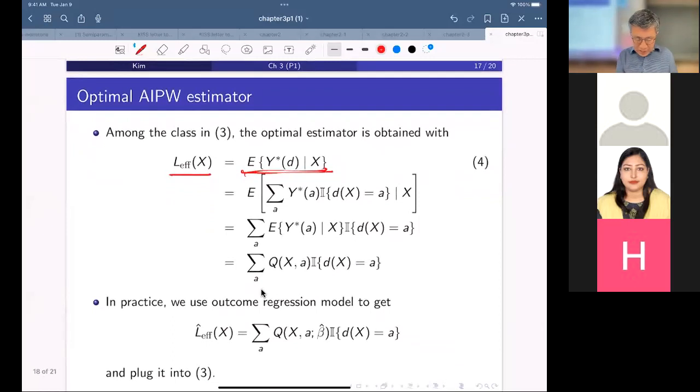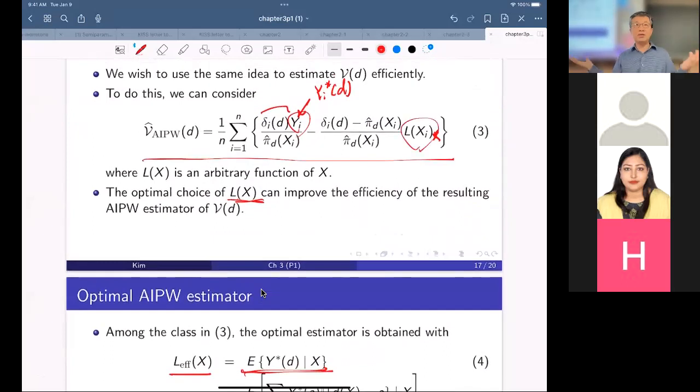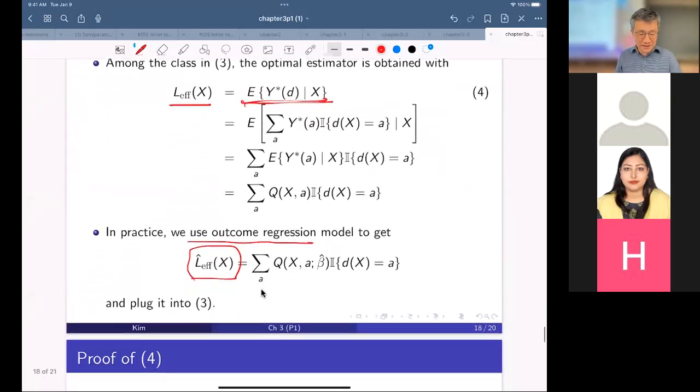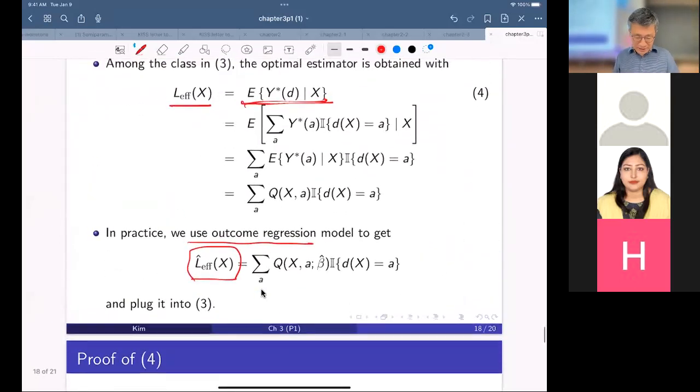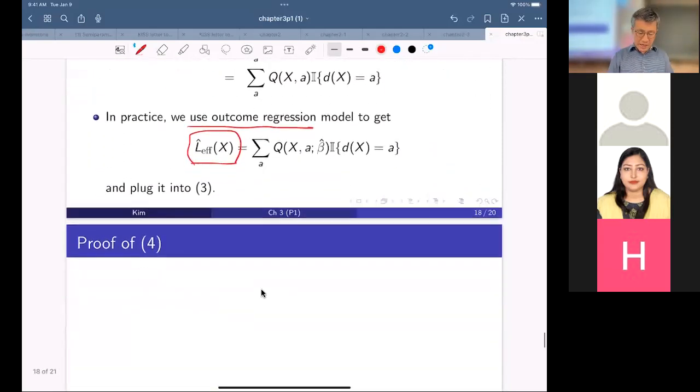So basically you can use an outcome regression model to get the best augmentation function, and then plug it in, and it becomes the same doubly robust estimation. So that's basically the whole message. I should prove it.